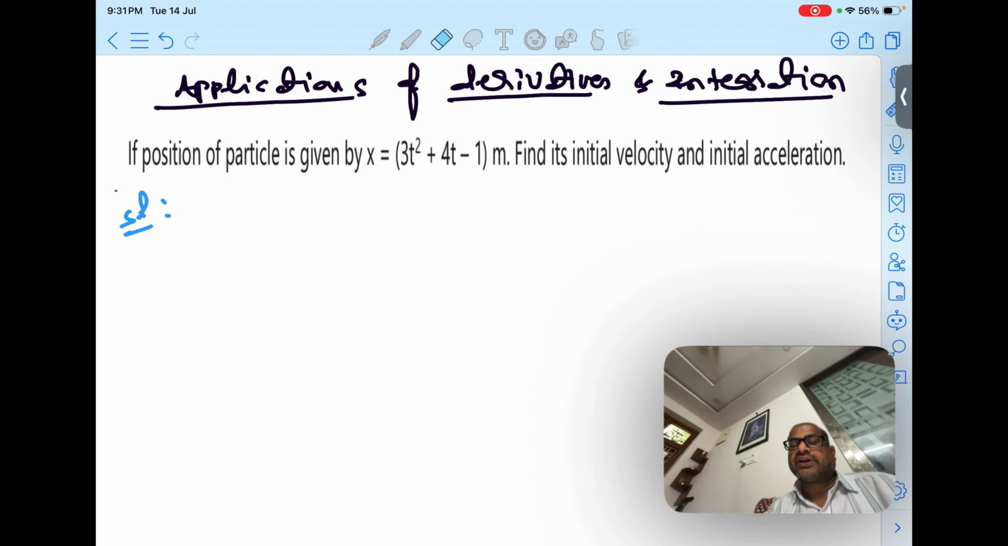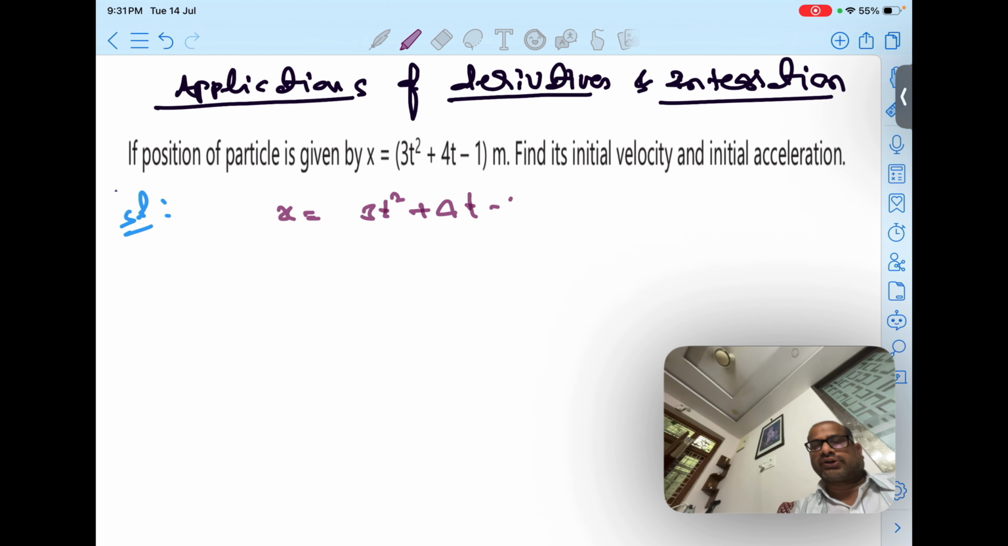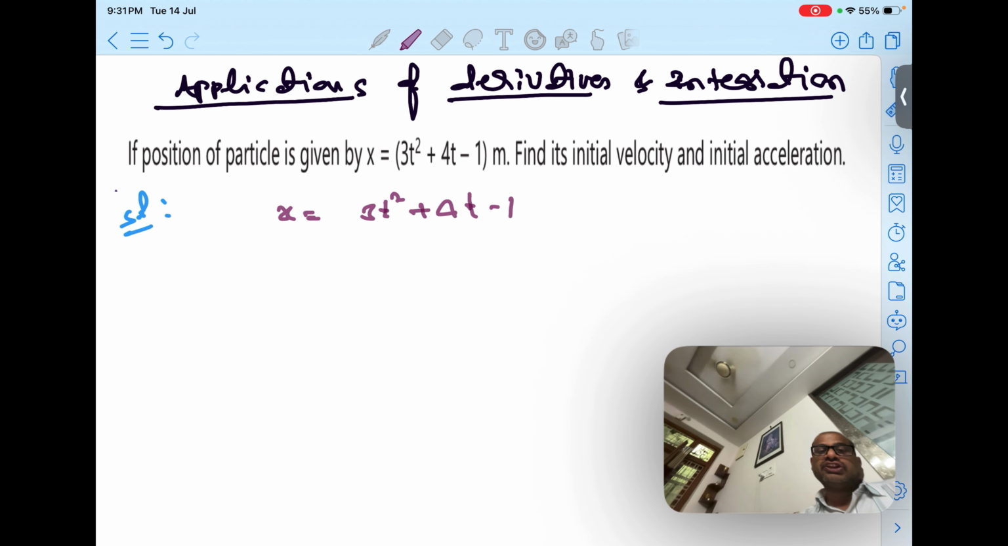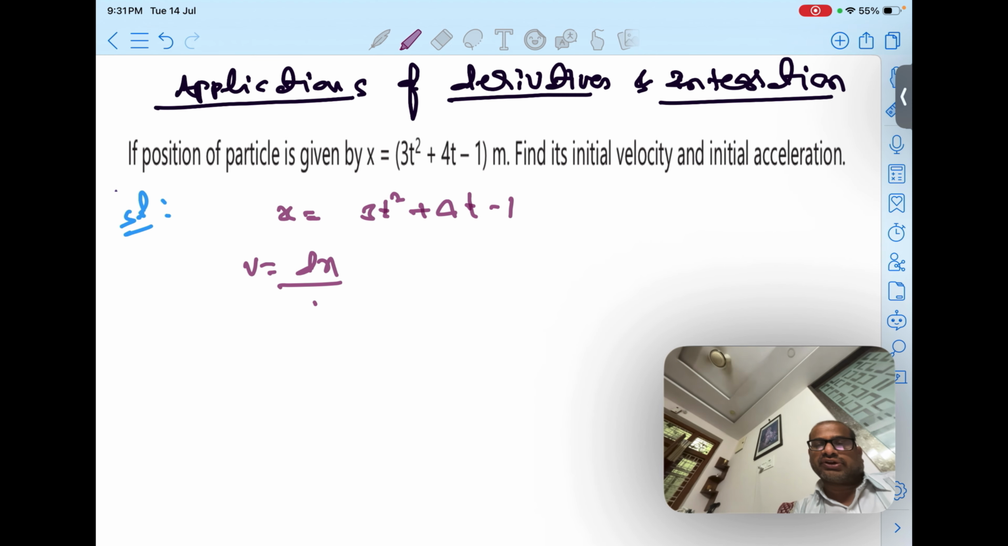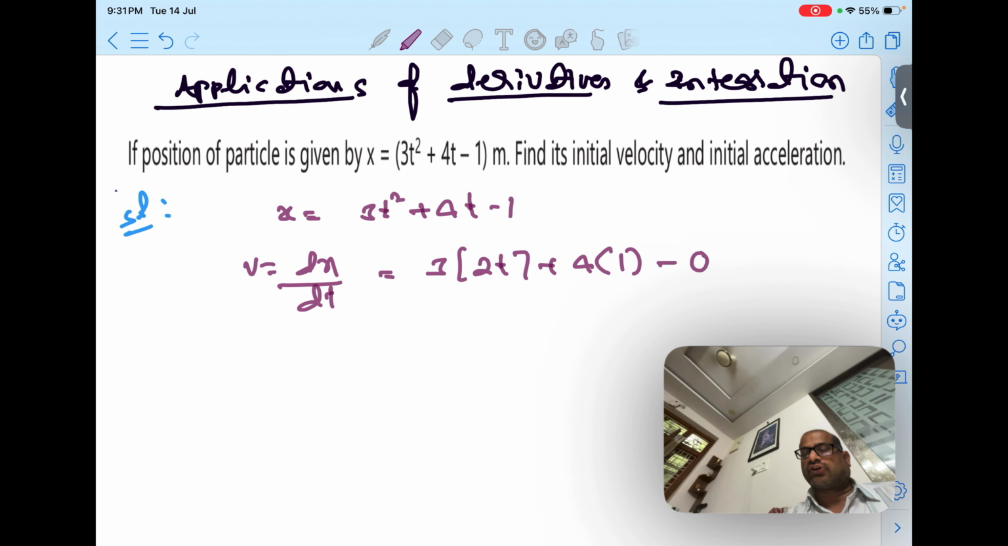Whenever you have to find initial, keep t equal to 0. Now the given function x you can write down as 3t square plus 4t minus 1. For initial velocity, velocity v is equal to dx by dt, so differentiate this: 3 into d by dt of t square is 2t, plus 4 into d by dt of t is 1, d by dt of constant is 0. So you will get 6t plus 4, this is the velocity of the particle.